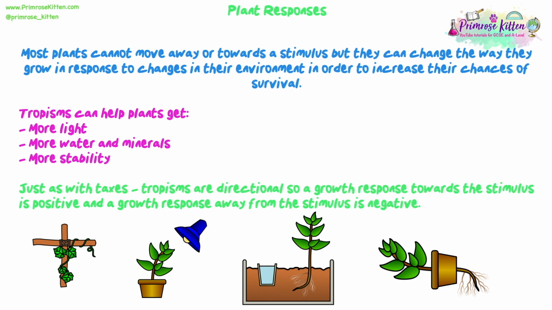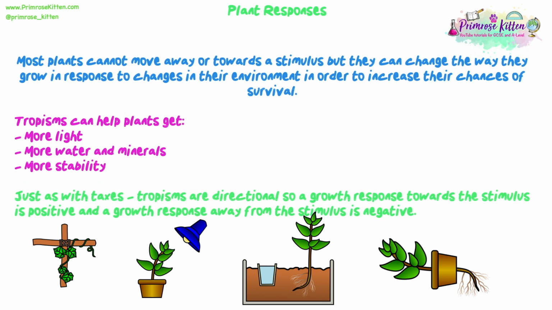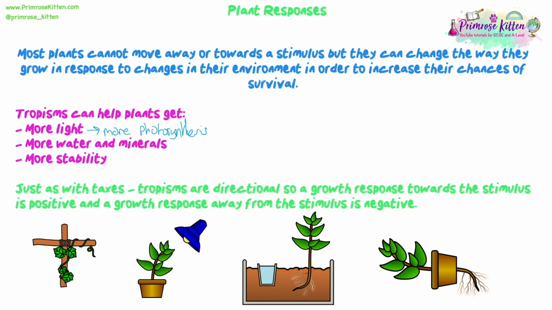And in the same way as the other responses, the taxes and kineses, these can help plants increase their chances of survival. So for things that plants need, again, before it was thinking about predators, food, mates, going towards resources that they need, similar for plants. So obviously they need more light, because if they have more light, they can do more photosynthesis. If they have more water and minerals, obviously they need various minerals for growth.